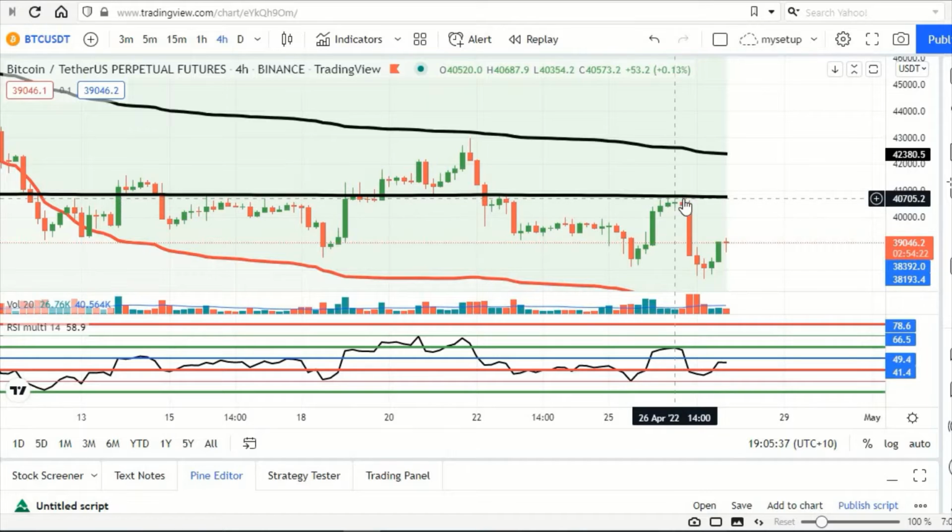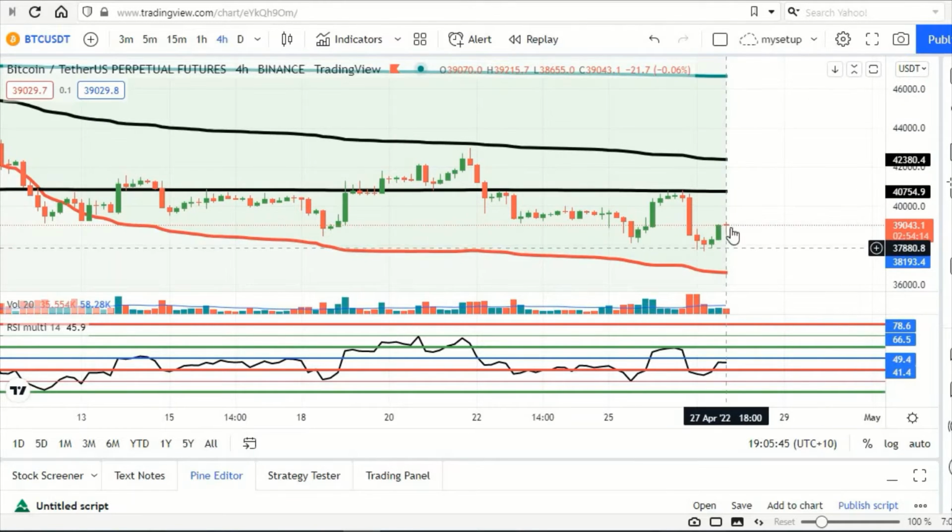This particular VWAP level is unable to cross. Bitcoin is unable to cross, and along with the global markets, it faced a sell-off and is now trading around this level. Right. So again, where is Bitcoin today? What will be the verdict for today?